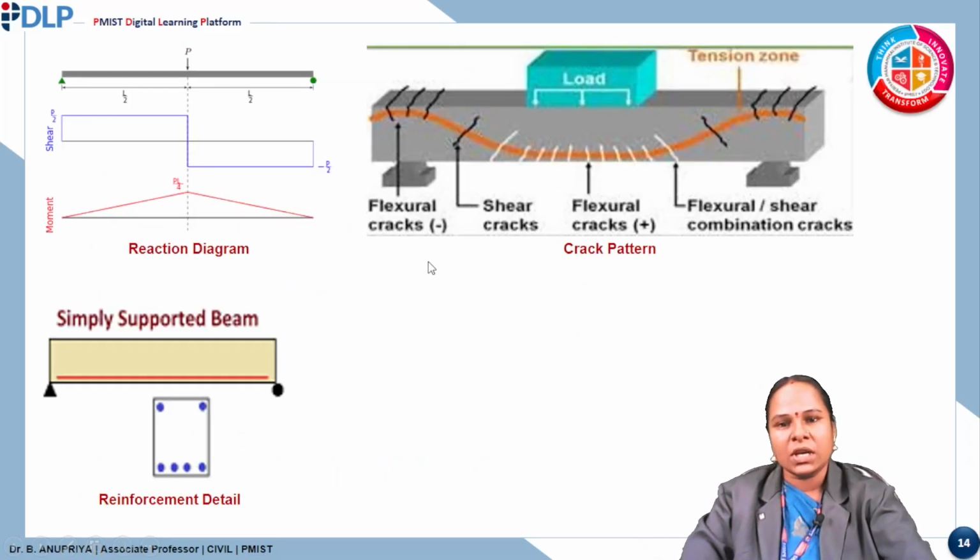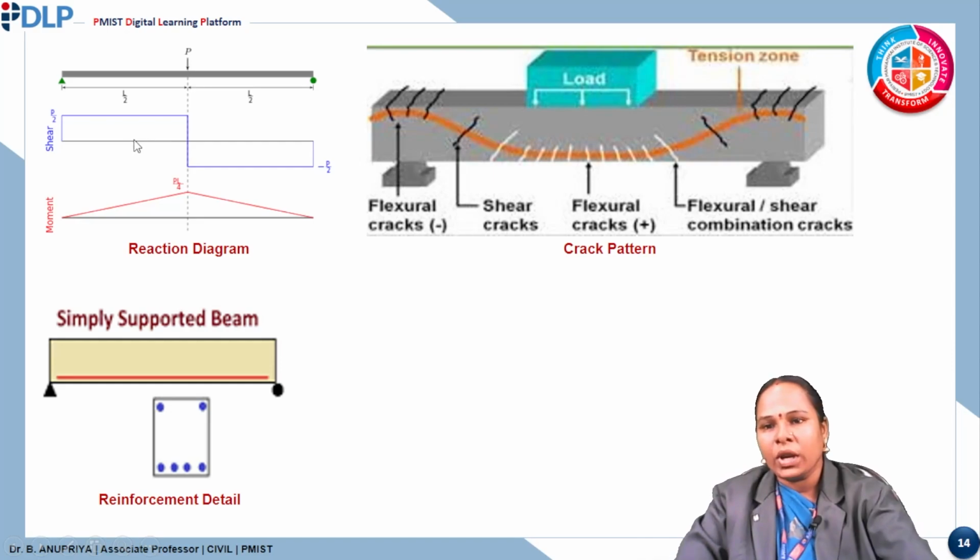And this is a picture of a crack pattern. When a load is applied over a beam, some internal reactions will take place, and due to the internal reactions, deformation will take place. This is a flexural crack, this is a shear crack, and this is a combination of flexural and shear cracks. Let us assume this is a simply supported beam.